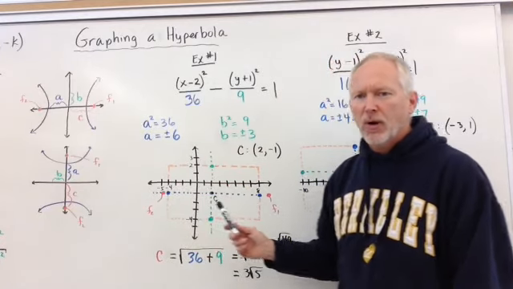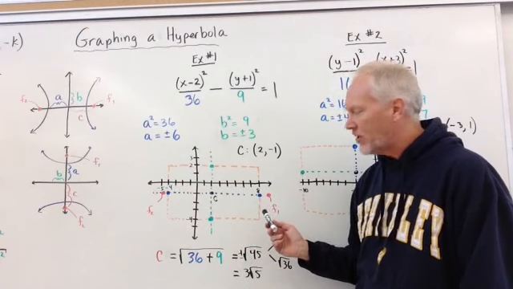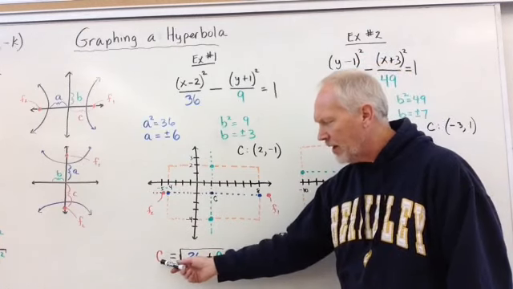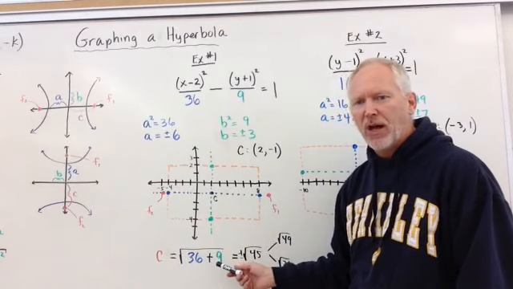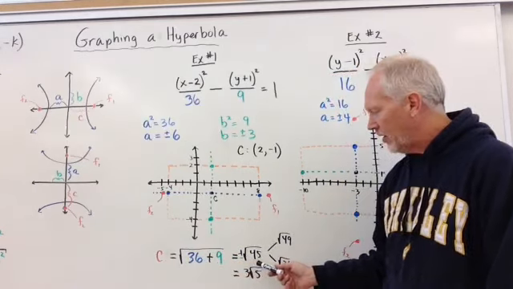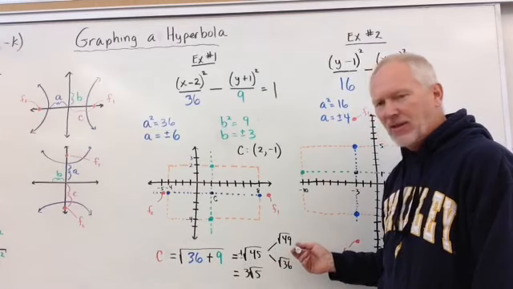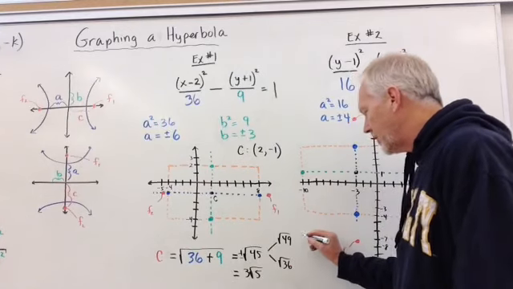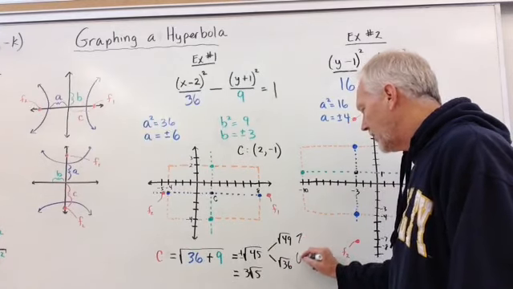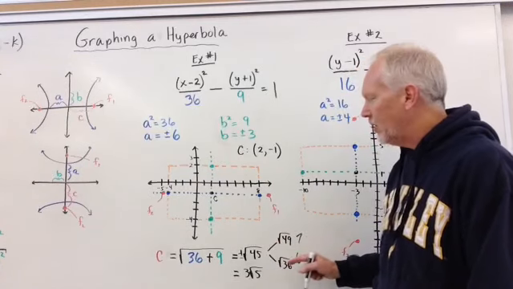Before I do that, I'm going to put my foci out here. Again, c is the square root of 36 plus 9. And again, we see that that's 45. And I ask myself, well, let's see, it's between 6 and 7. The square root of 49 is 7 and the square root of 36 is 6. So my focal point units will be between 6 and 7 units away.